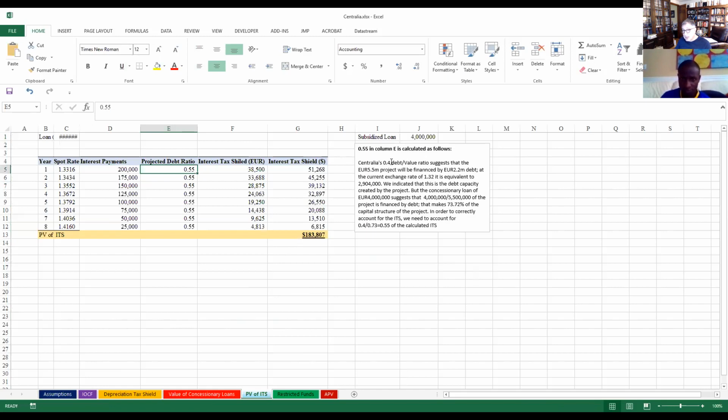But the optimal debt ratio is actually 0.4. So we need to account for only 0.4 divided by 0.73, or 0.55, of the calculated interest tax shield. So what I'm going to do is use this to scale back the interest tax shield.